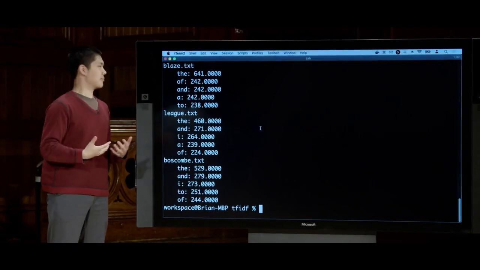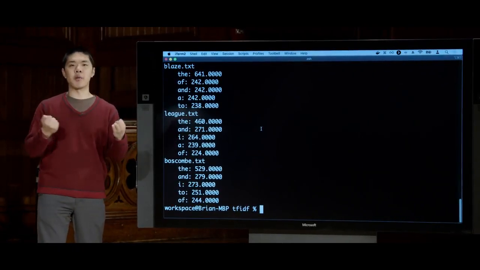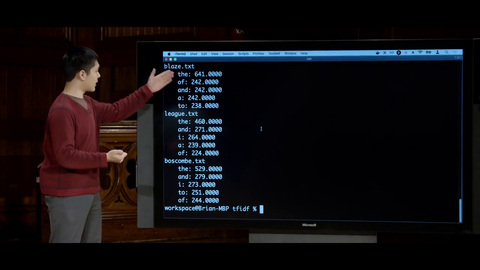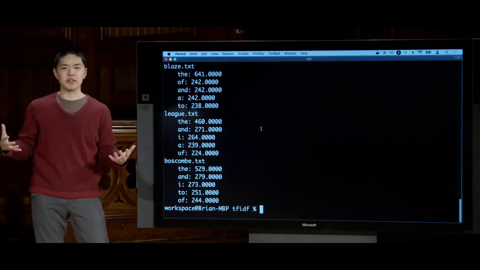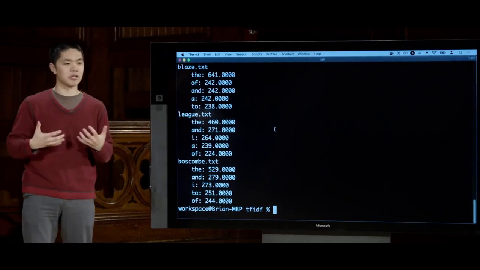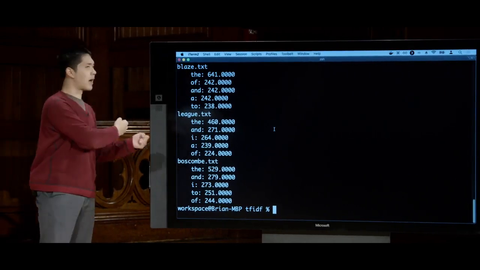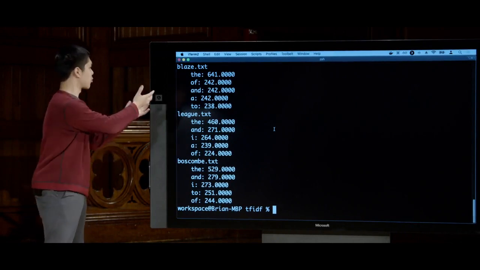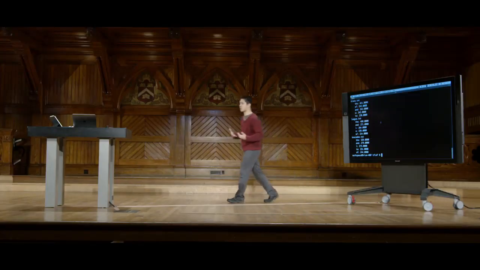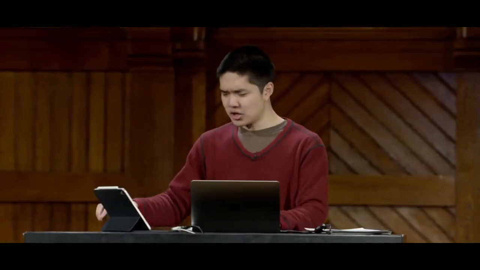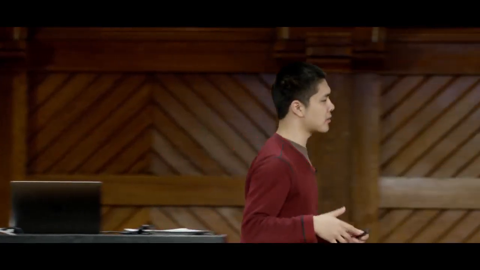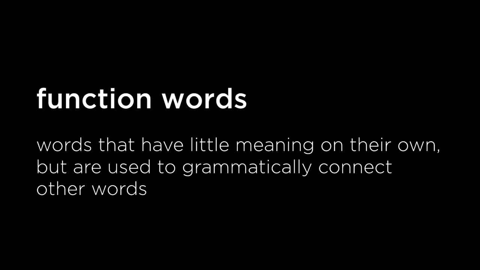But what we get, naturally, are just the words that show up a lot in English. Words like the, and, and of happen to show up a lot in English, and therefore they happen to show up a lot in each of these various different documents. This is not a particularly useful metric for us to be able to analyze what words are important, because these words are just part of the grammatical structure of English. And it turns out we can categorize words into a couple of different categories. These words happen to be known as what we might call function words. Function words have little meaning on their own, but are used to grammatically connect different parts of a sentence.